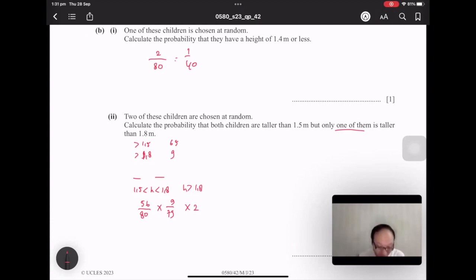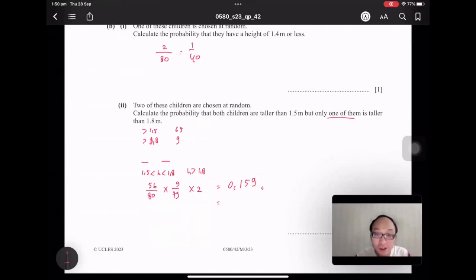So 56 over 80 times 9 over 79 times 2 equals to 0.159. Or this one equals to 63 over 395.